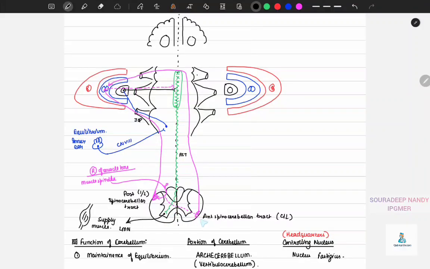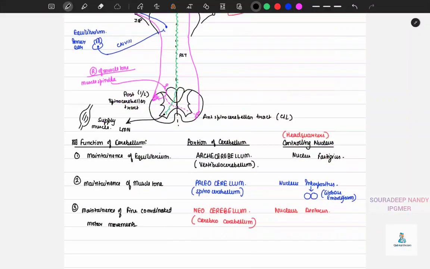Now similarly, the anterior spinocerebellar tract carries the information from the contralateral side, then it ascends up to the midbrain, and it then crosses the midline and enters the cerebellum via the superior cerebellar peduncle to relay over the nucleus interpositus. From the nucleus interpositus, information is carried to the reticular formation, and the reticulospinal tract does the necessary adjustment in the muscle tone by relaying over the lower motor neuron. Okay, so maintenance of muscle tone is also done.